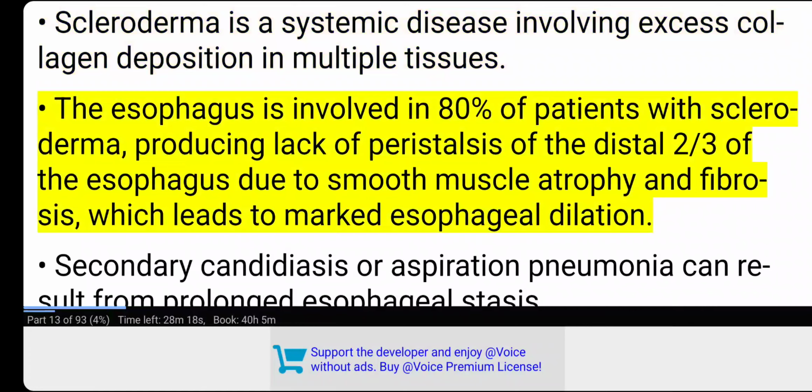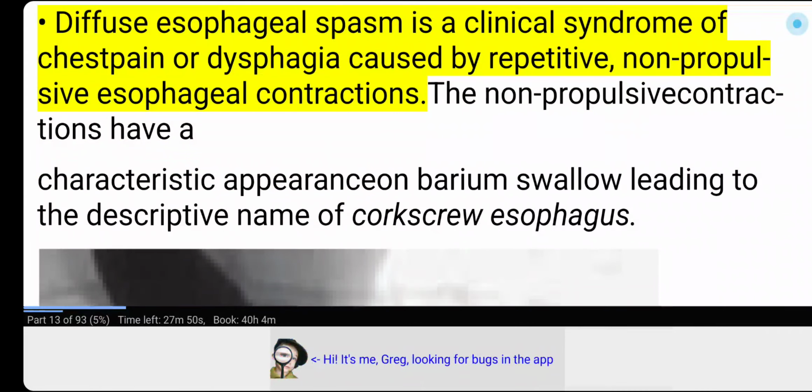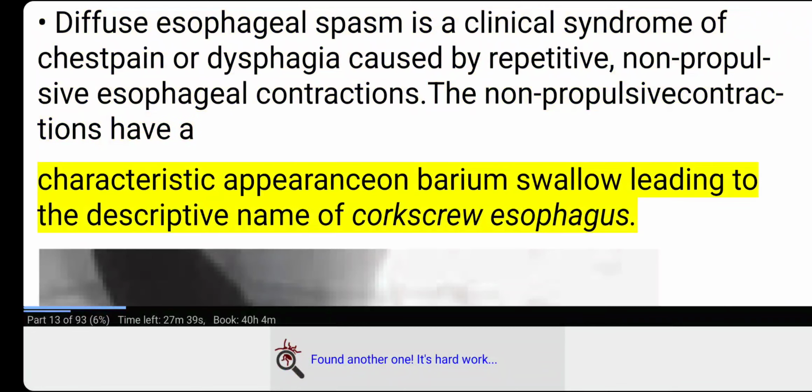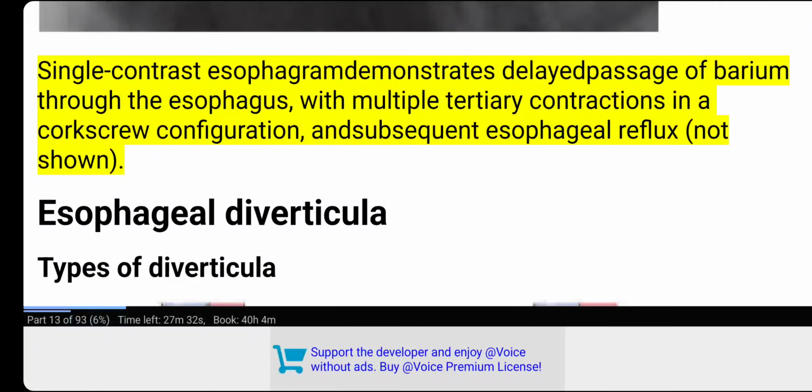Diffuse esophageal spasm. Diffuse esophageal spasm is a clinical syndrome of chest pain or dysphagia caused by repetitive, non-propulsive esophageal contractions. The non-propulsive contractions have a characteristic appearance on barium swallow leading to the descriptive name of corkscrew esophagus. Single contrast esophagram demonstrates delayed passage of barium through the esophagus, with multiple tertiary contractions in a corkscrew configuration, and subsequent esophageal reflux not shown.